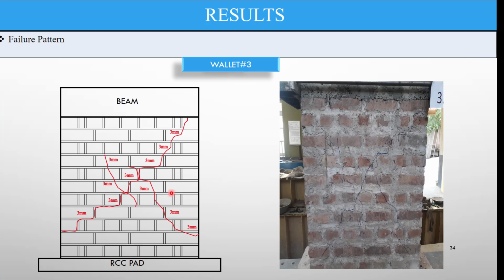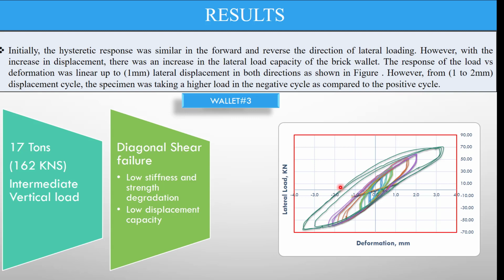Similarly, wallet number 3 behaved differently from the other specimens because, due to the increase in pre-compression level, at 3 mm displacement cycle it developed diagonal cracks, which can be seen in this image. The hysteretic response was quite different because it was facing diagonal shear failure. It has very low stiffness and low displacement capacity because of the increased pre-compression levels. However, with the increase in displacement, there was an increase in the lateral capacity of the brick wallet. It was linear up to 1 mm displacement cycle.